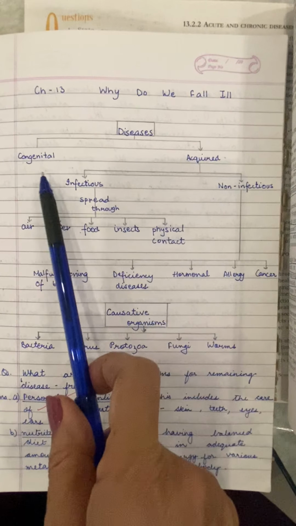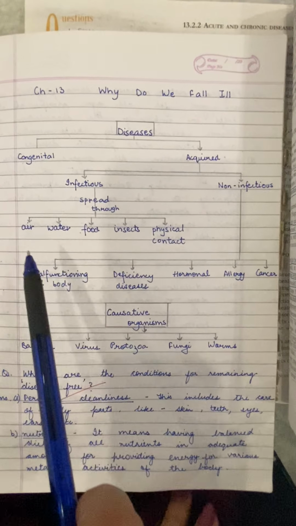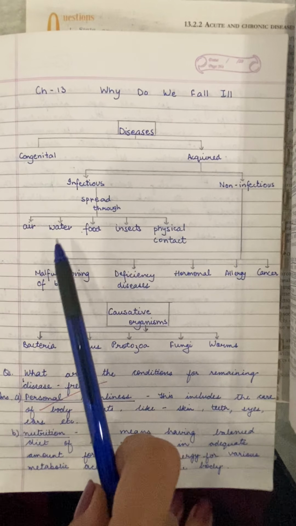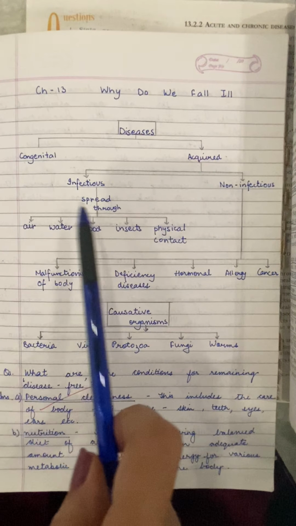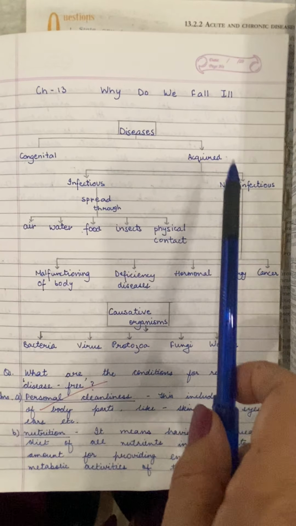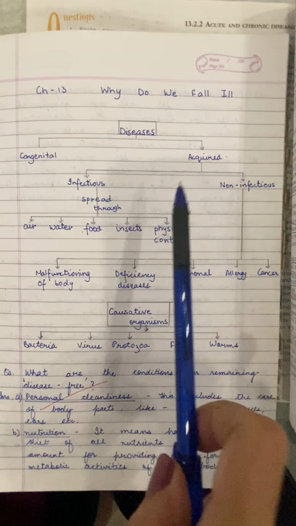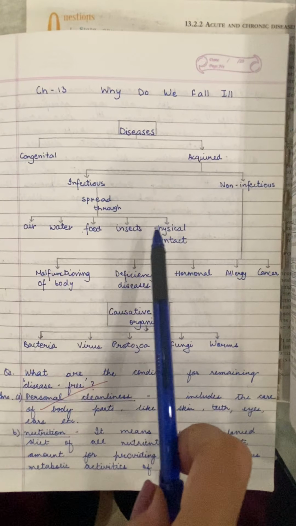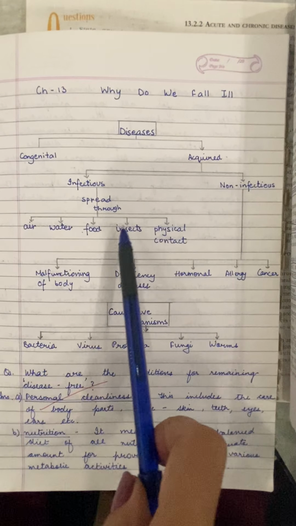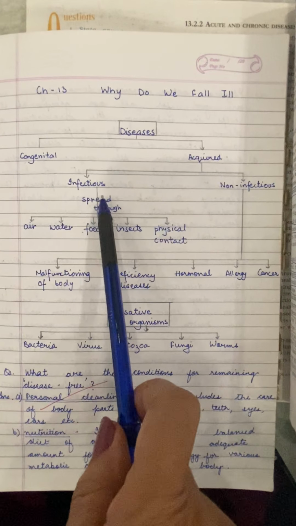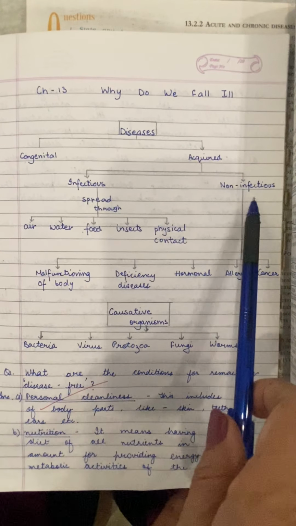Now, the congenital are ones which a person inherits from the parents. The person has those diseases by birth. And acquired are those which appear in his body later on after his birth. He's not born with them. So the acquired diseases are also of two types, that is, infectious and non-infectious.